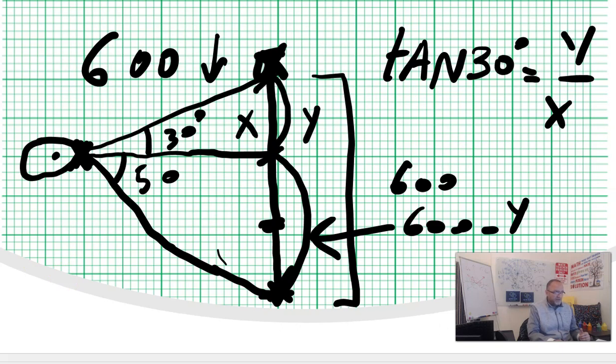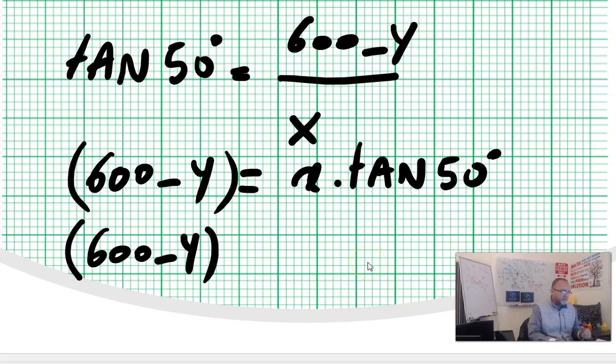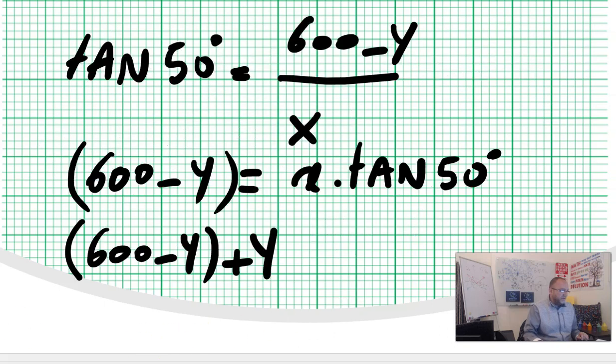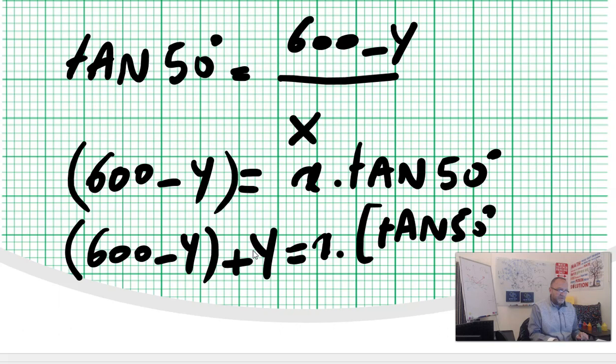If I want to add the y to it, I get the whole 600, right? And I already know that 600 minus y equals x times tangent 50 plus y. What's y? I just found out that y equals x times tangent 30, right? So now I have this whole thing equal x times (tangent 50 plus tangent 30). I know one of them, right? That makes it easier for me. All I need to do is just find out what tangent 50 is.